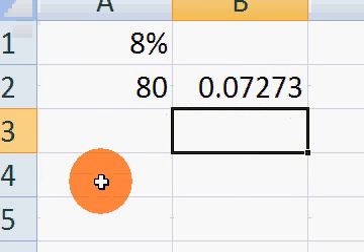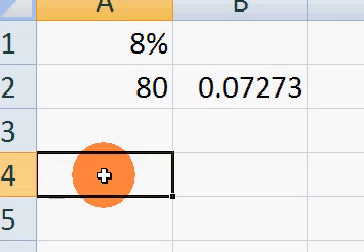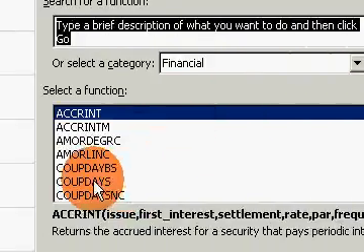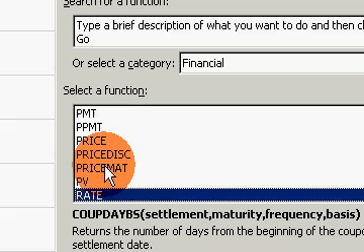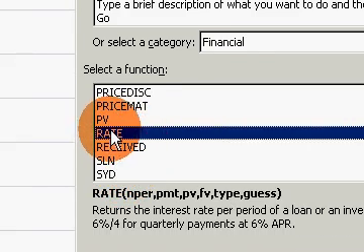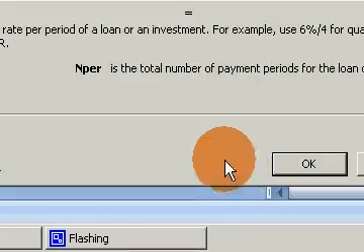Now, for defining yield to maturity on a bond, we're going to go to f of x, and we're going to go to financial, and we're going to use the rate function. So if you click in there and type in the letter R, it takes you right to the rate. So I'm going to hit OK here.